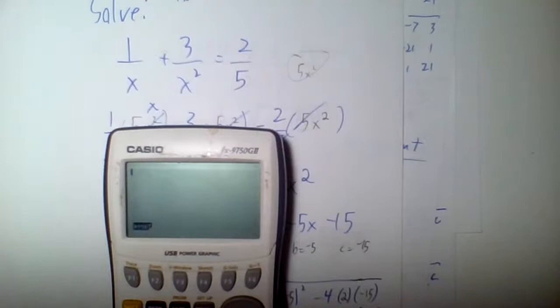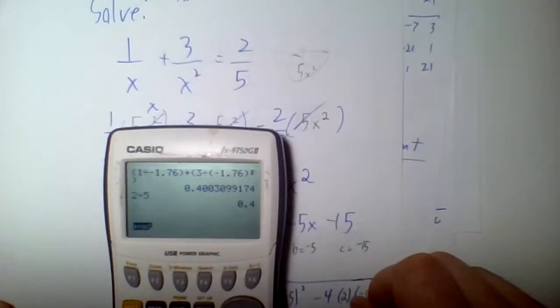But 1 divided by negative 1.76. That's 1 over x. Add that to, and I'm using parentheses to make sure these fractions have the right order of operations here, that's 3 over negative 1.76 squared. That's my other fraction. What do those add up to? Approximately 0.4, right? 2/5 would be 0.4. So the other side of the equation is exactly 0.4. This one was very, very close to 0.4.